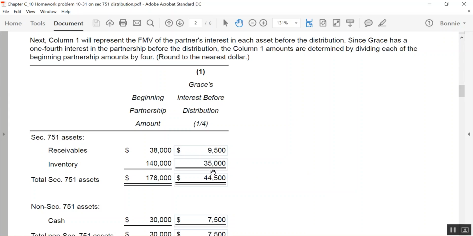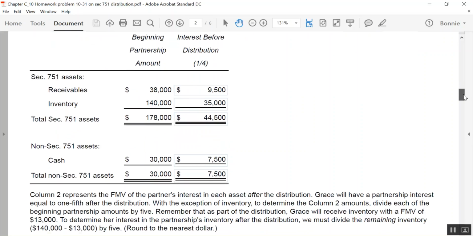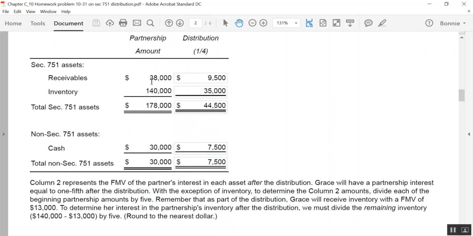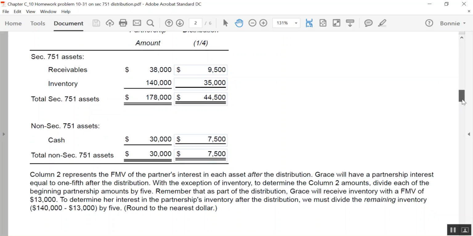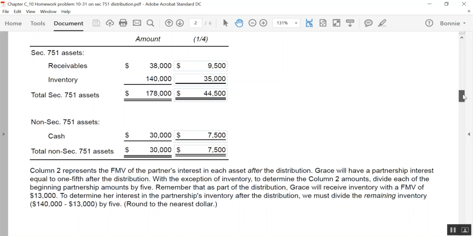So Grace's interest is $9,500. You just multiply 25% of the fair market value of each one of these to come up with her interest. So 25% of 38,000 is 9,500. 25% of 140 is 35. That totals 44.5. Her interest in total in the 751 assets of the partnership at fair market value is 44.5. Her interest in the non-751 assets, which are comprised solely of cash, is 7,500.